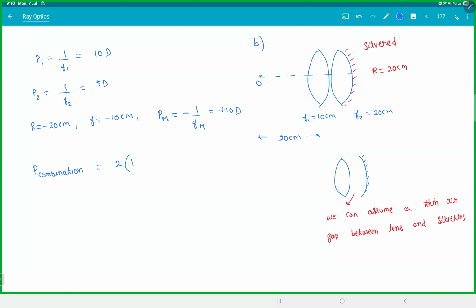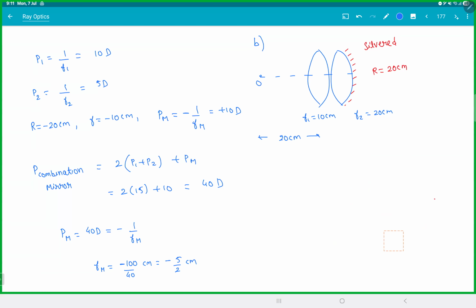So the power of this whole combination is 2 times P1 plus P2 plus PM, which is 15 plus 10, 40 diopters. And this whole combination behaves like a mirror. So power of this mirror is 40 diopters, which is minus 1 by fm. So focal length of the mirror is minus 100 by 40 centimeters, or minus 5 by 2 centimeters. That means this whole setup is behaving like one concave mirror whose focal length is minus 5 by 2 centimeters.